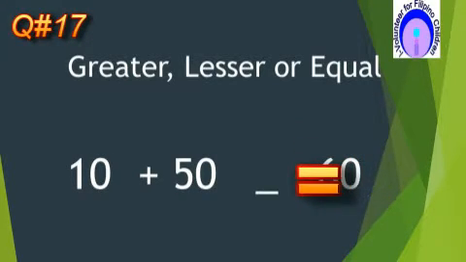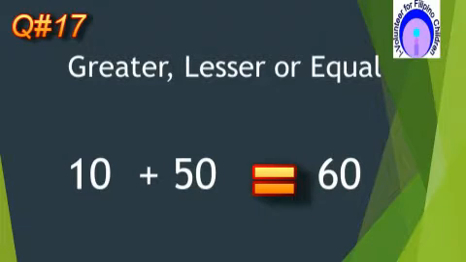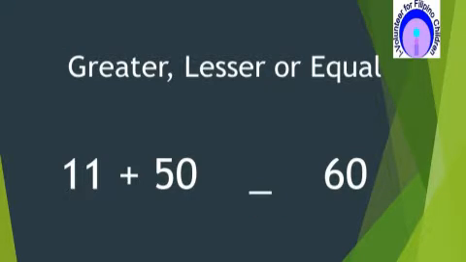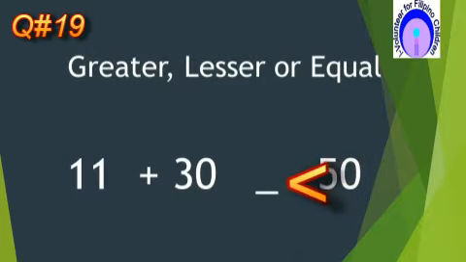Question number 17. 10 plus 50 is equal to 60. Number 18. 11 plus 50 is greater than 60, or 61 is greater than 60. Next number is 19. 11 plus 30 is less than 50, or 41 is less than 50.